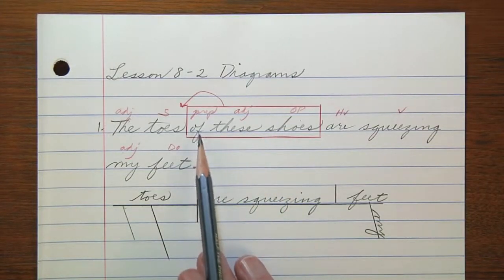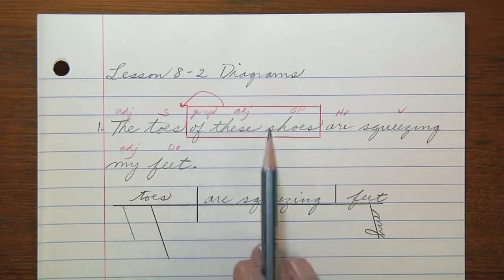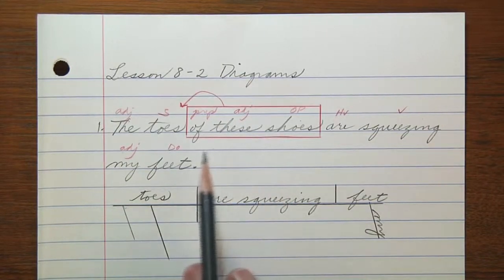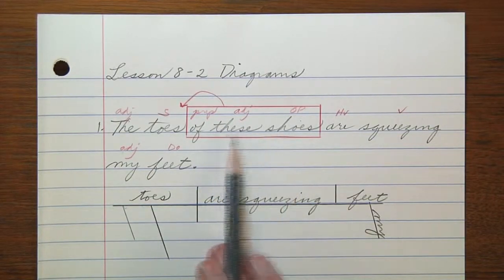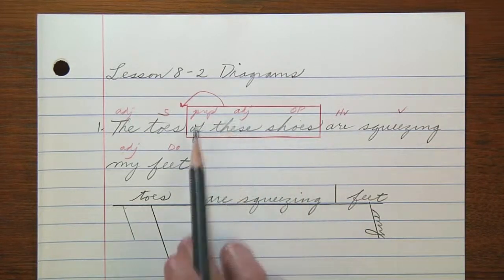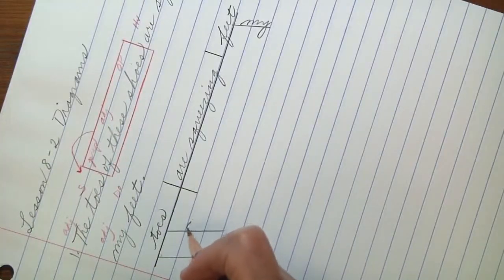Of is a preposition, of shoes. Shoes is the object of the preposition of, and these is an adjective describing the noun shoes. Because of that, we can show how these other words are working in the prepositional phrase. We can show it in our diagram, and we do, and here's how we do it. We're still going to use this line, but we're going to put only the preposition on that line, okay? So let's do it. Of.